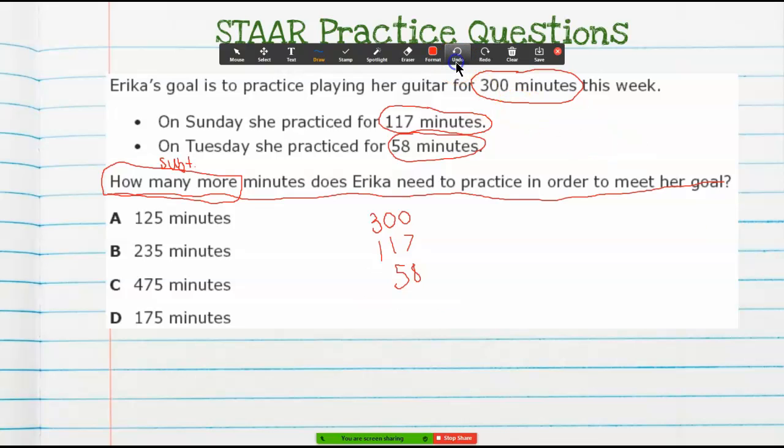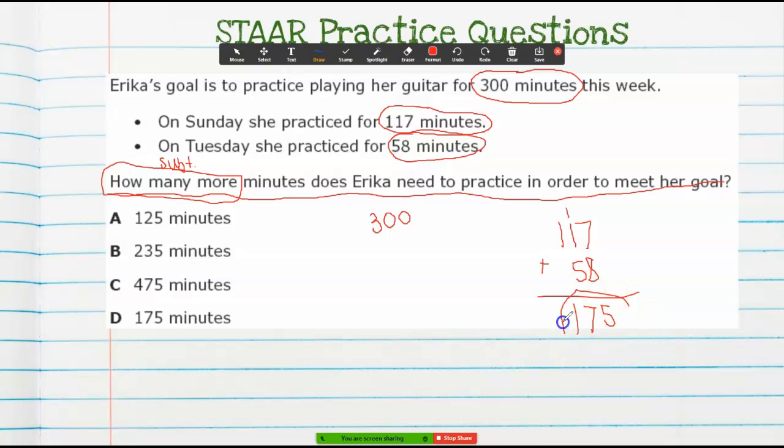Okay, so I need to figure out what I am going to subtract. And in order to do that, I need one number. Well, I can make 117 and 58 into one number by adding them. So again, this is a 2-step question. I need to know how much she's practiced so far. And in order to do that, I need to add up her total minutes. 7 plus 8 is 15. Carry my 1. 1 plus 1 is 2. Plus 5 is 7. And 1.